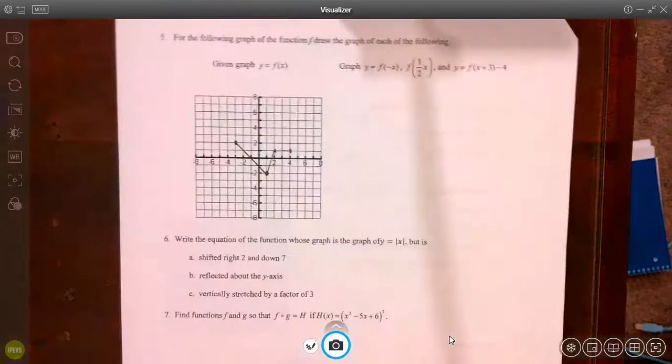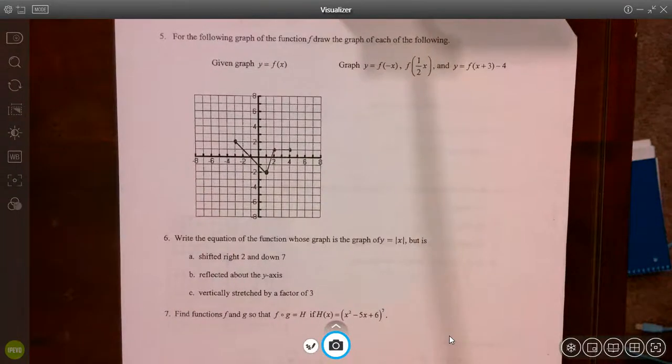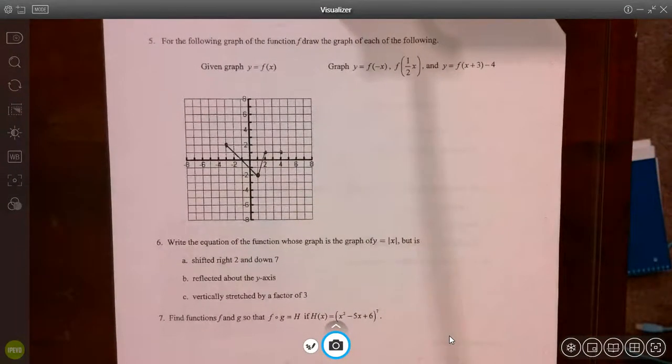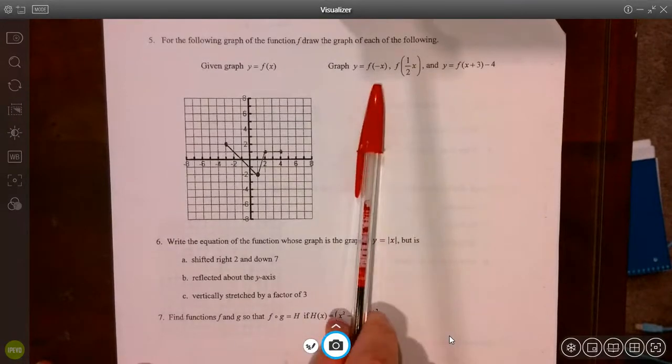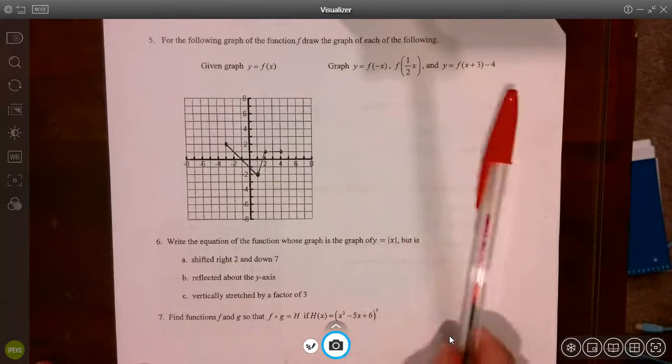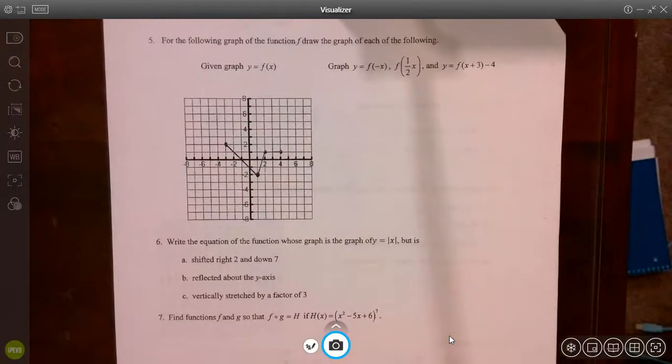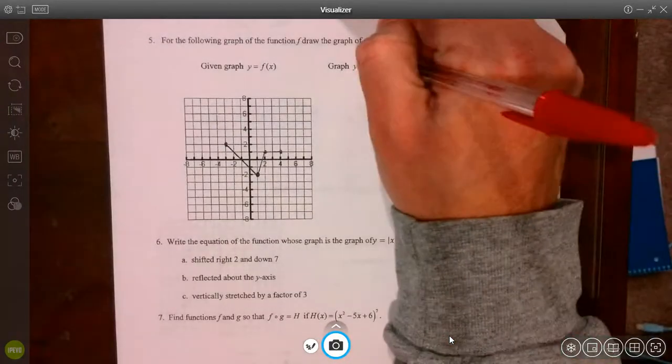Then move on to number 5 here. It says, given this graph of f of x, graph each of the following: f of -x, f of 1/2 of x, and y equals f of x plus 3 minus 4. I'll do the first one here in red.